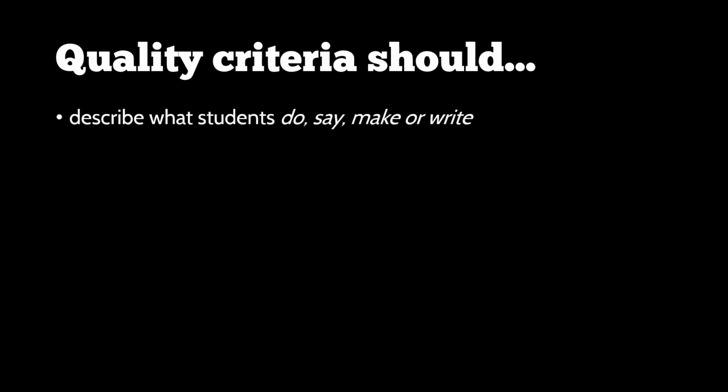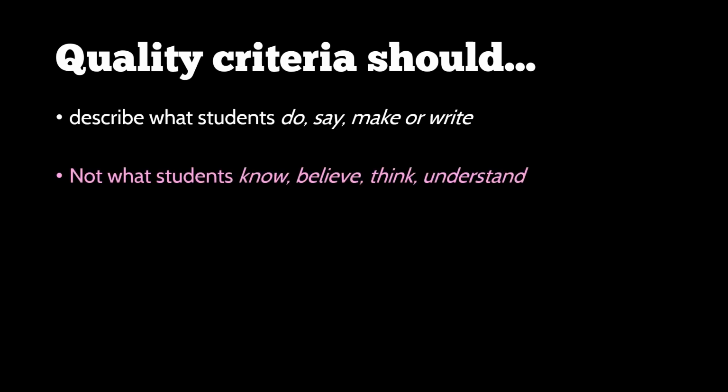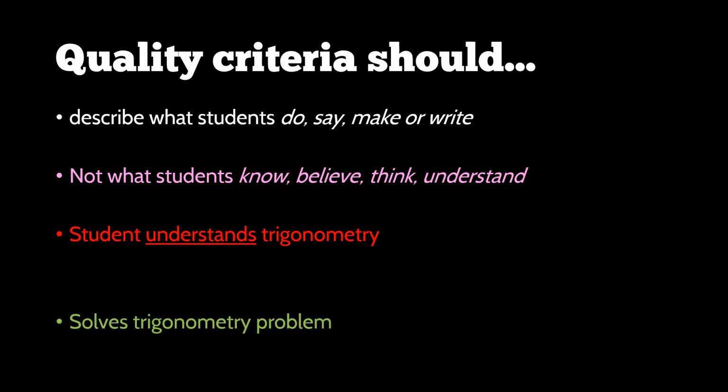Quality criteria should describe what students do, say, make, or write. So stuff that is externally visible by a teacher. You can't have in our rubrics words like know, believe, think, or understand, because we can't see that. We don't know that a student understands something unless they demonstrate it externally to us. So instead of student understands trigonometry, we might say student solves trigonometry problem.